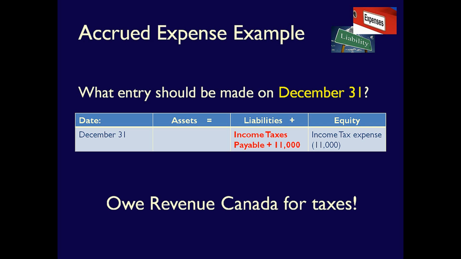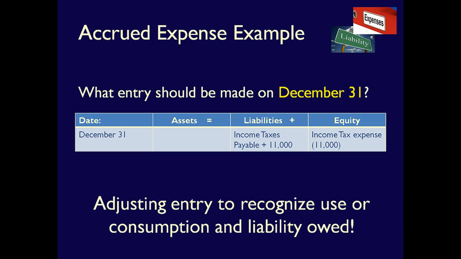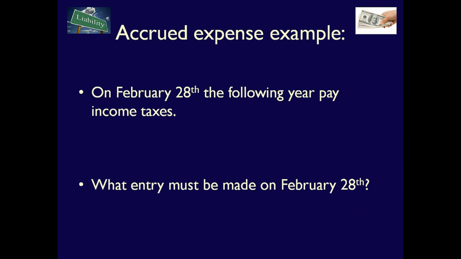Note, is this an adjusting entry? Yes, it is. How do we know that? Well, this is an internal transaction. Revenue Canada didn't send us a bill, and they didn't come knocking at our door. We have to record a liability because we know we owe it. And to make sure our liabilities are properly stated at the period end, or the year end, we have to record what we owe, but have not as yet paid. It's an adjusting entry because it's made by the company to recognize that something has been consumed, used, or incurred, but not yet paid.